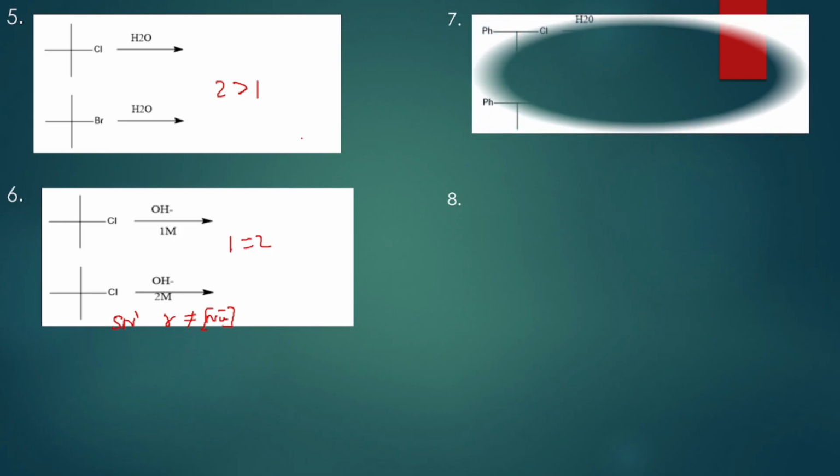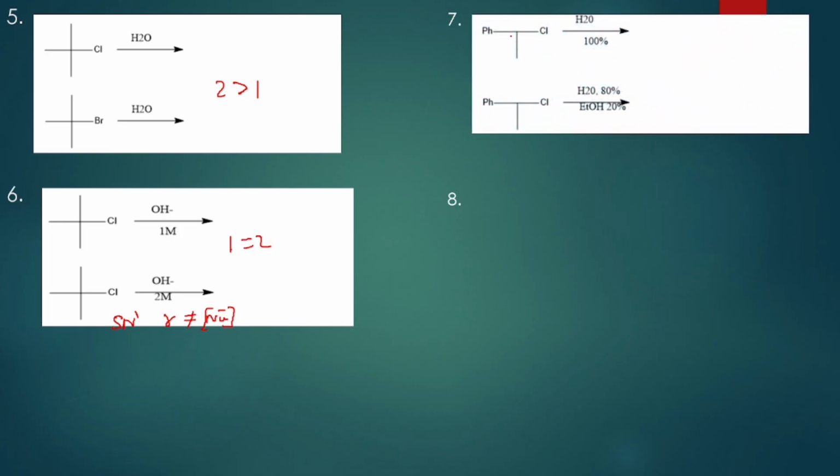Next structure. H2O 100%, H2O 80% and 20%. It is polar protic solvent or polar aprotic solvent. This question purely depends on polarity. Answer is 1 is greater than 2 because of polar protic solvent. Water is the more polar protic solvent.